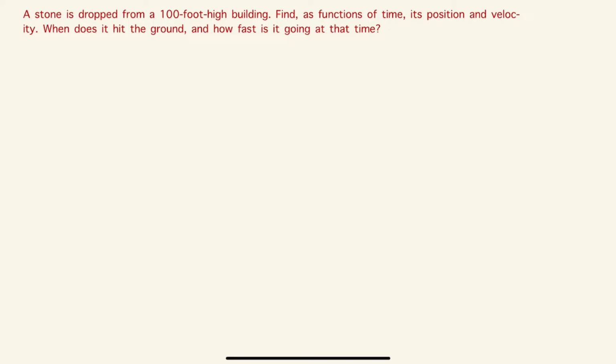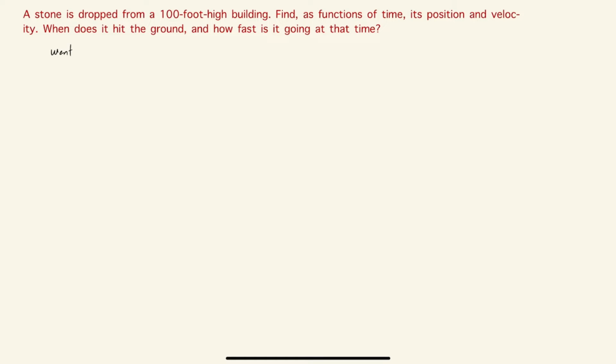Here, this is a physics problem which can be solved using a differential equation. A stone is dropped from a 100-foot high building. Find as a function of time its position and velocity. When does it hit the ground and how fast is it going at that time?